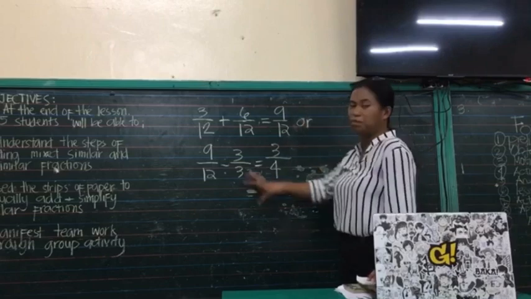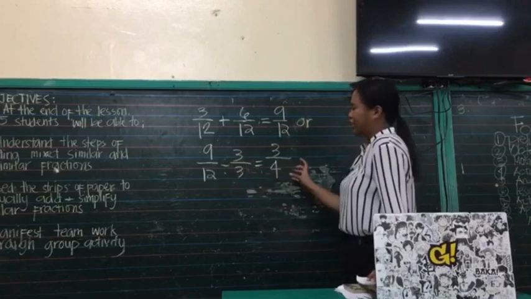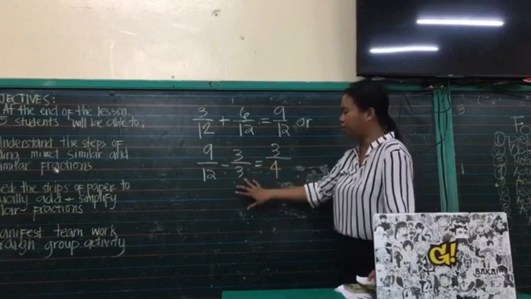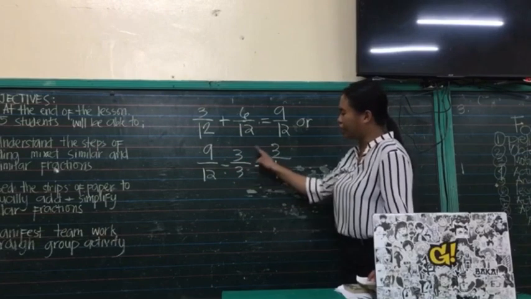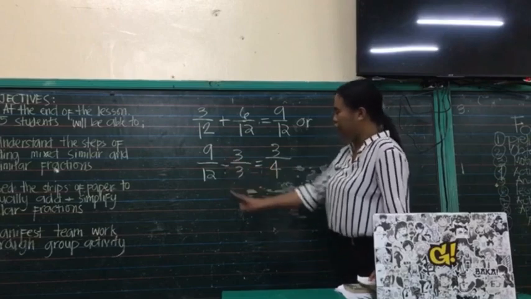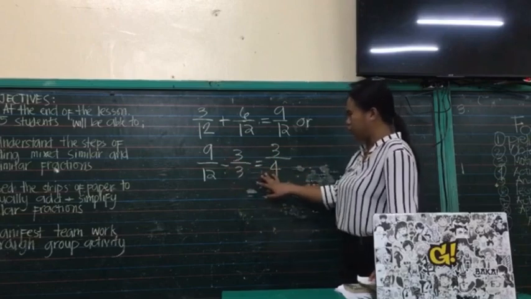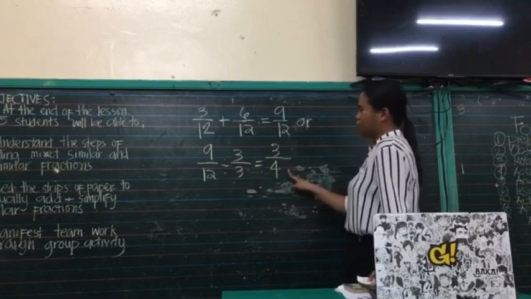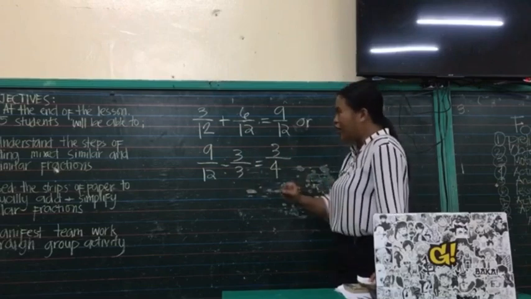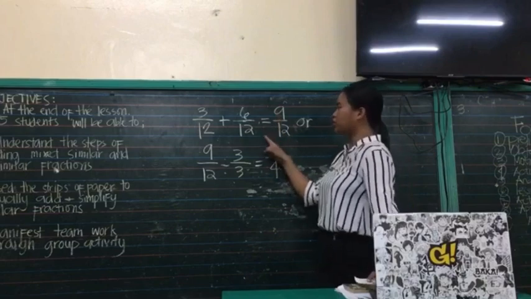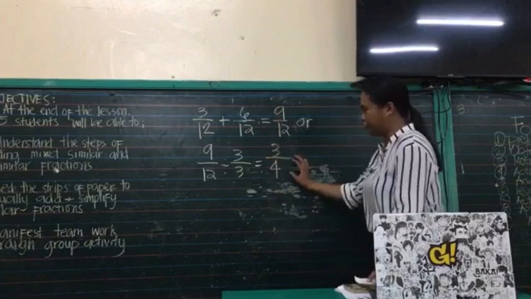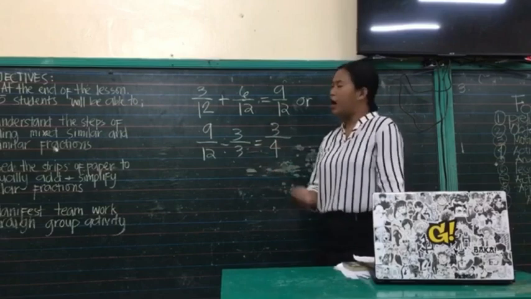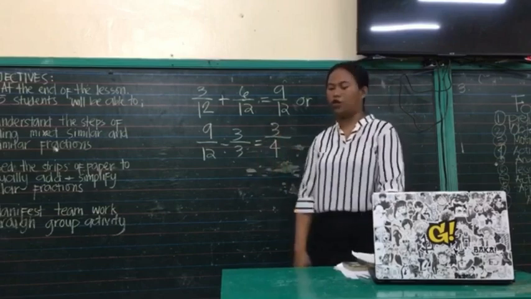Lowest term is mas paikliin pa natin siya, or mas paliitin natin siya. Since 9 is divisible by 3 and 12 is divisible by 3 also. So, 9/12 divided by 3 over 3 equals 9 divided by 3 is 3, and 12 divided by 3 is 4, so 3/4. So, 3/12 plus 6/12 equals 3/4. Any clarifications, questions on adding similar and dissimilar fractions?